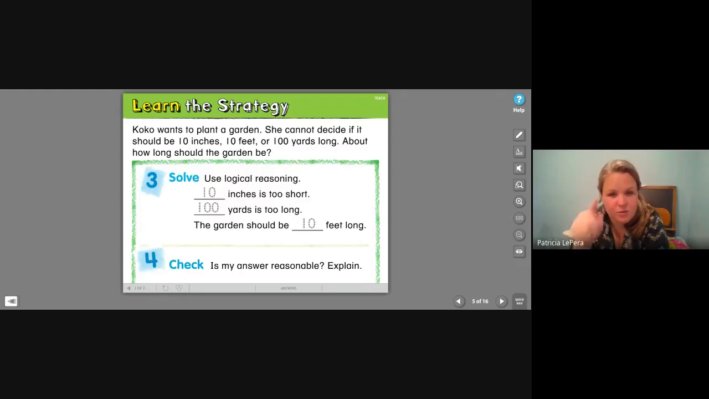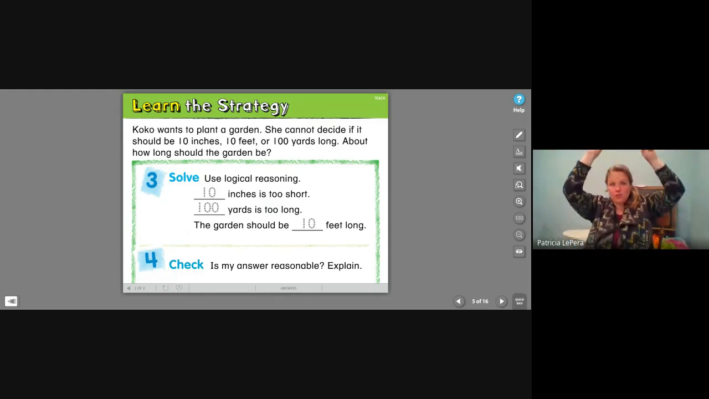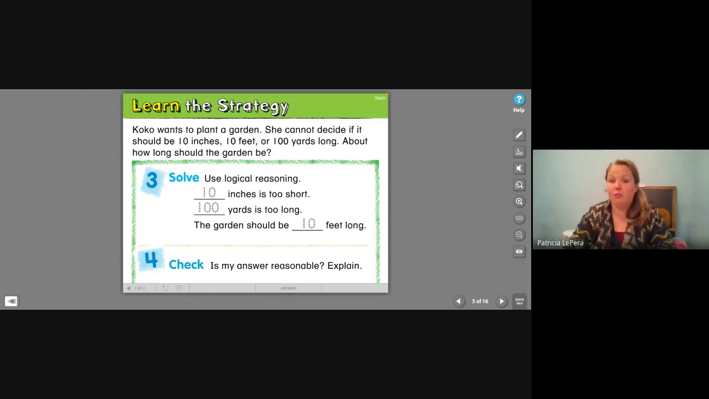All right, this is where we use logical reasoning. I've already seen that 10 inches is going to be too short. I won't have any room to let the flowers or plants grow. 100 yards is too long. That would be the length of a football field. So the garden should be 10 feet long, or the length of 10 rulers next to each other.